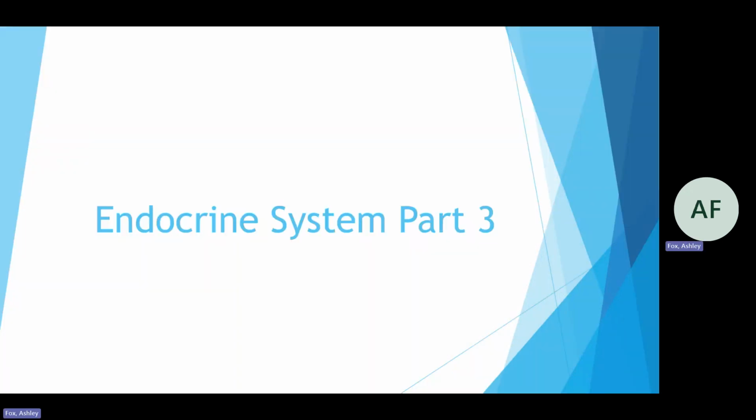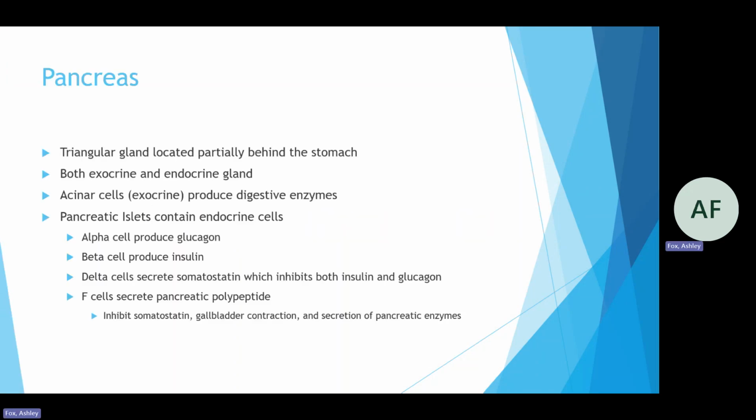So going over the last part of the endocrine system, this is going to focus on the pancreas. The pancreas is a long triangular gland that goes horizontally, partially behind the stomach, and it sits around the small intestine too. So you'll see the small intestine wrapping around.